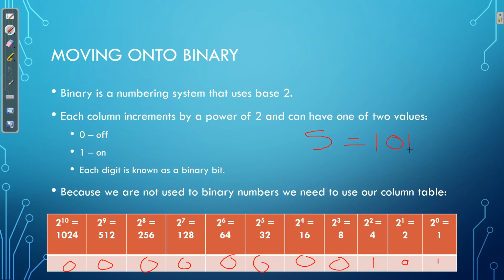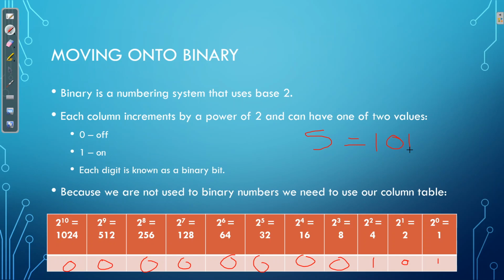As you can see, using the base 2 numbering system, we were able to take a decimal number and represent it in this binary format. And the reason why we have to draw out the column table is because, moving from right to left, each column is going to increment by a power of 2.